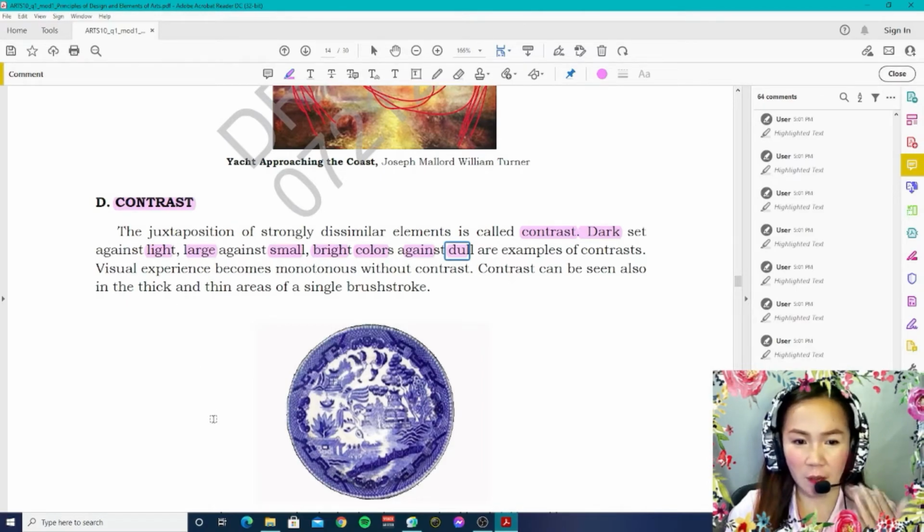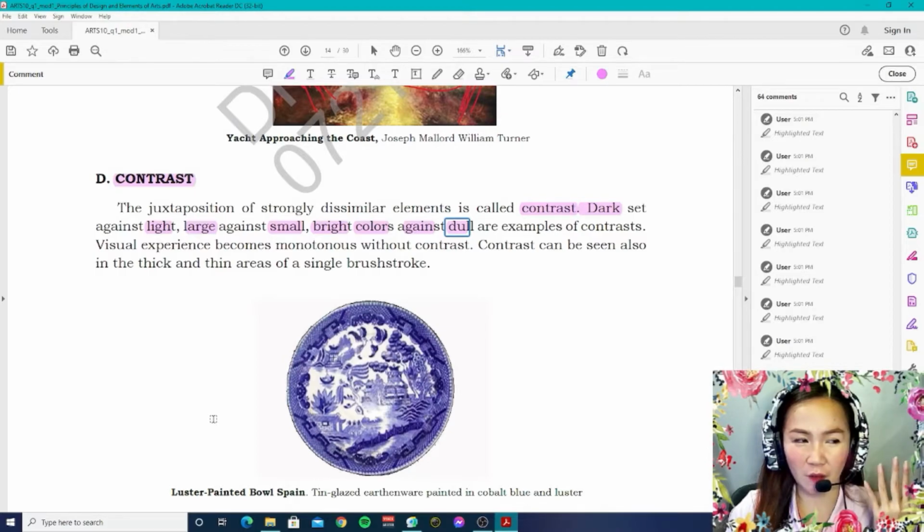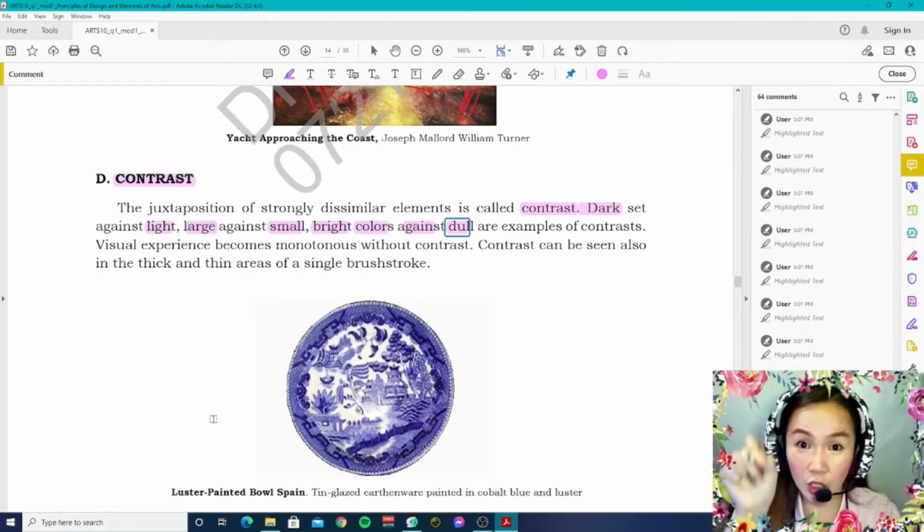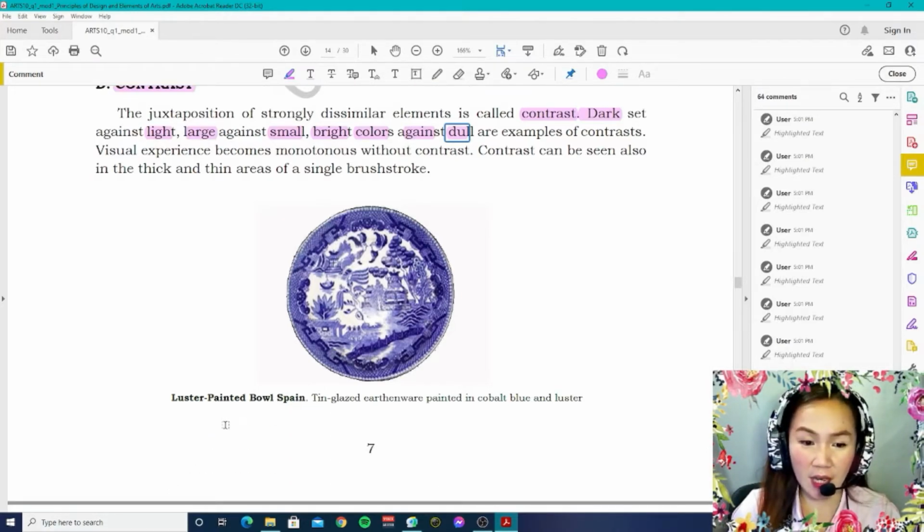Now, visual experience becomes monotonous without contrast. Okay? In short, visual experience, pag isa lang siyang kulay o isang shape, di ba boring? Monotonous. Kaya contrast ang magbibigay ng buhay sa inyong artwork. Okay? Contrast can be seen also in the thick and thin, kapal at nipis, of areas of a single brush stroke.